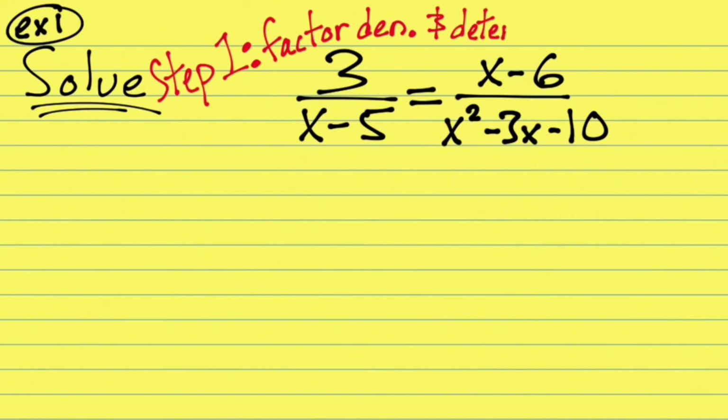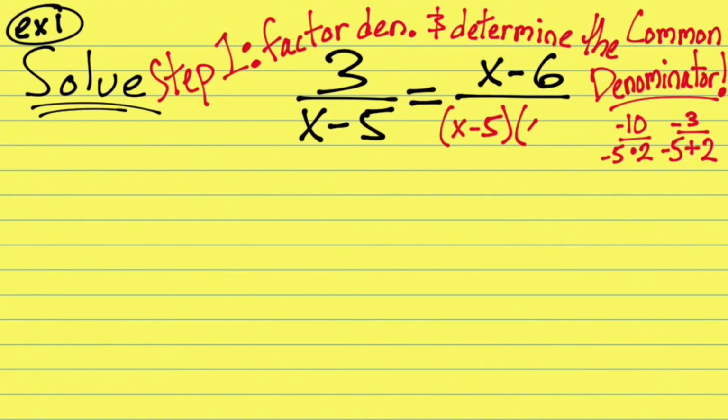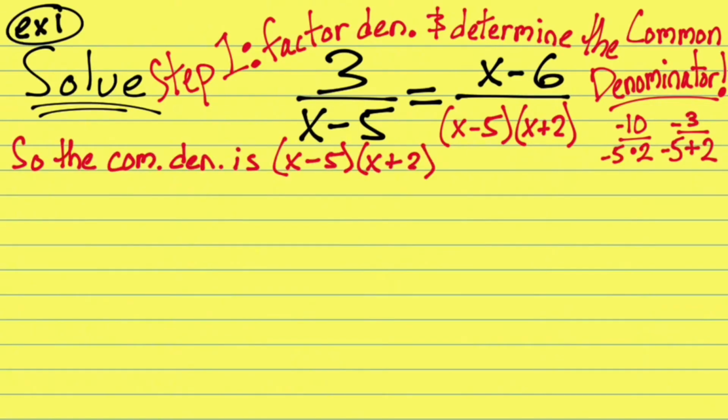You need to factor your denominators so that you can determine the overall common denominator that you're going to need in this problem. You'll notice on the left-hand side, x minus 5, that's already factored. There's nothing more you can do there. But the x squared minus 3x minus 10 can most certainly be factored into an x minus 5 and an x plus 2. And what that allows us to now determine is that our common denominator is x minus 5 times x plus 2.